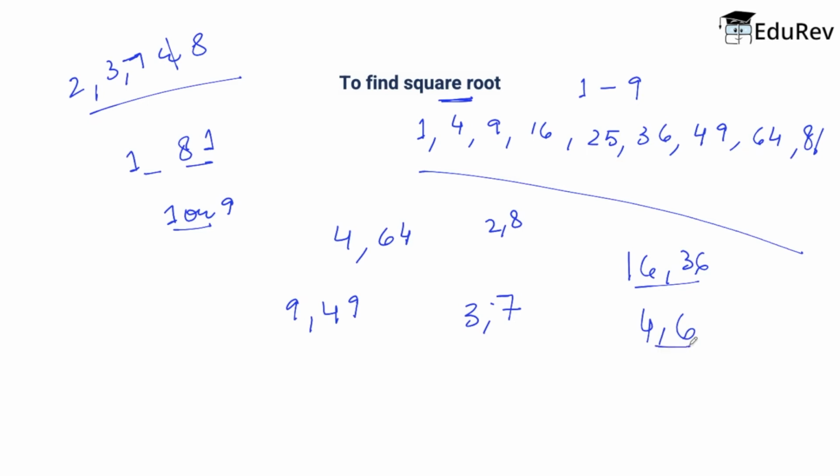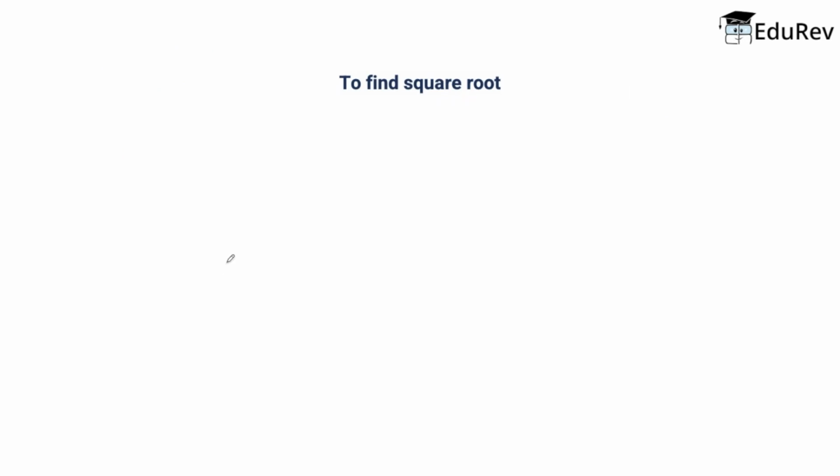And lastly, the last rule is that if the number is of n digits, then the square root will be n by 2 or n plus 1 by 2 digits. That is, suppose the square is of 4 digits. So the square root of that 4-digit number is going to be half of it, that is 2. So I hope you understood these rules. Now let's take up one example and solve it on our own.